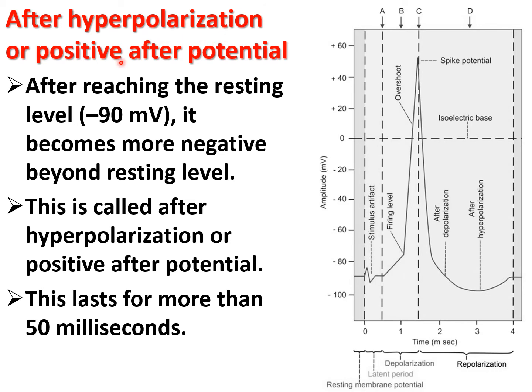Then after hyperpolarization, or positive after potential. After reaching the resting level of minus 90 millivolt, it becomes more negative beyond the resting level, and this is known as after hyperpolarization or positive after potential. It lasts for more than 50 milliseconds, and after this the normal resting membrane potential is restored very slowly.